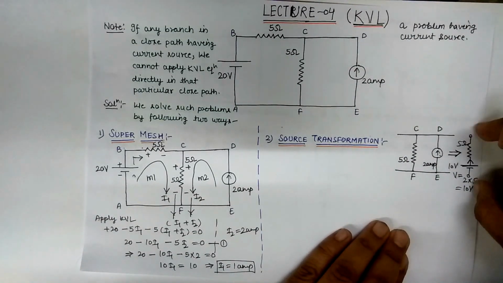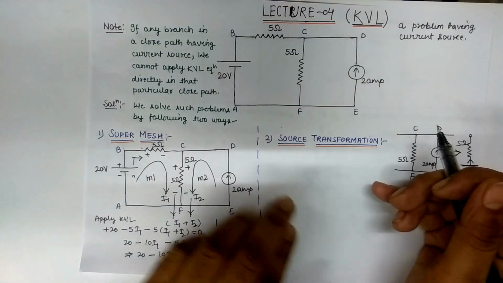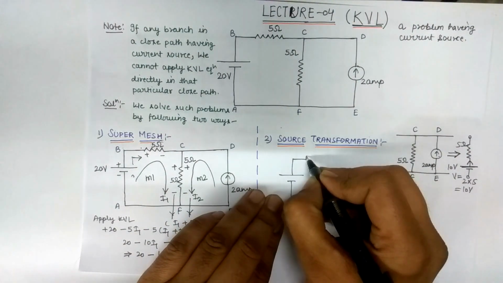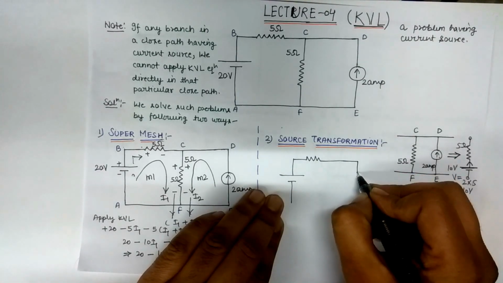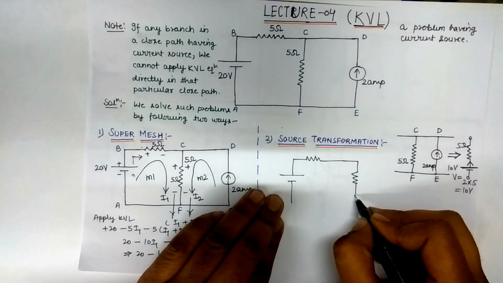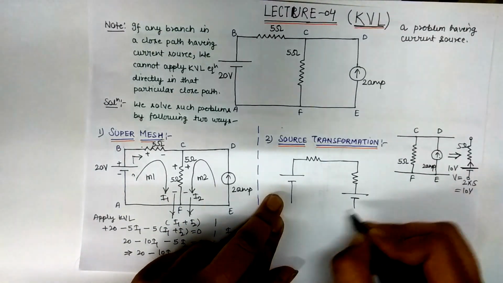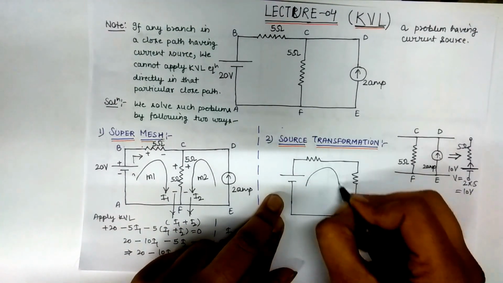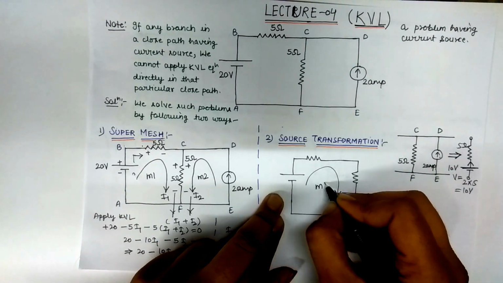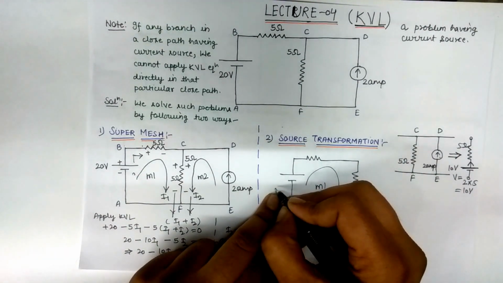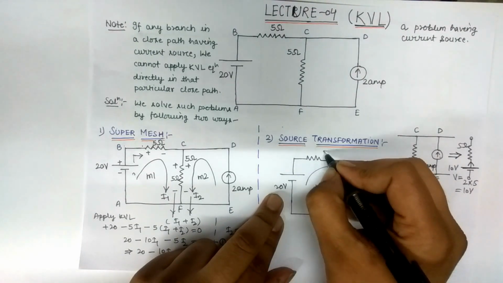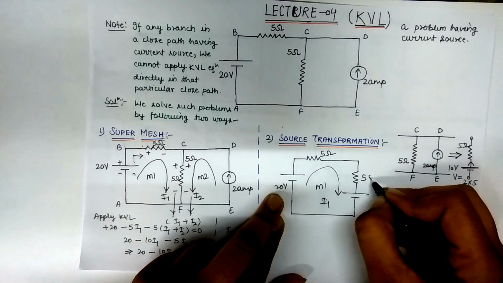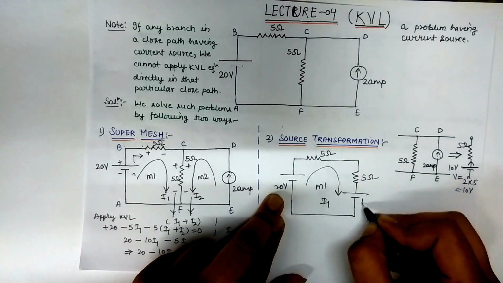We replace this combination in this circuit and make the circuit again. So this is our reduced circuit. Again, we assume current, let us say M1, and it would be I1. This is 20 volt. This is 5 ohm. This is again 5 ohm and 10 volt.